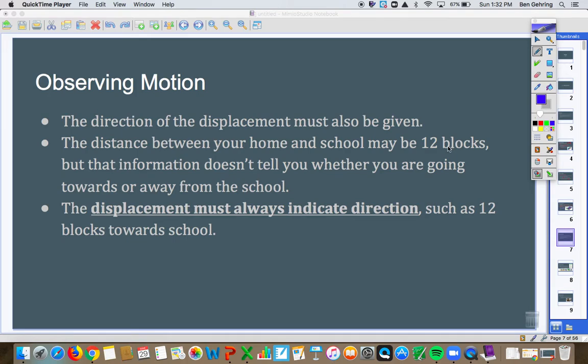Continuing on, again, direction always has to be given when it comes to displacement. But let's say the distance between your home and the school is 12 blocks. That information doesn't tell us whether you're going towards or away from the school if we say that you walked 12 blocks. Now, if we said that you went 12 blocks towards the school, now we have a displacement. So displacement indicates direction, such as in the case above, 12 blocks towards the school. And that's going to be really important coming up in this unit.